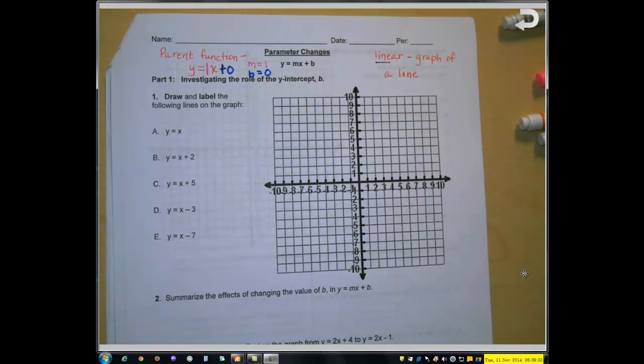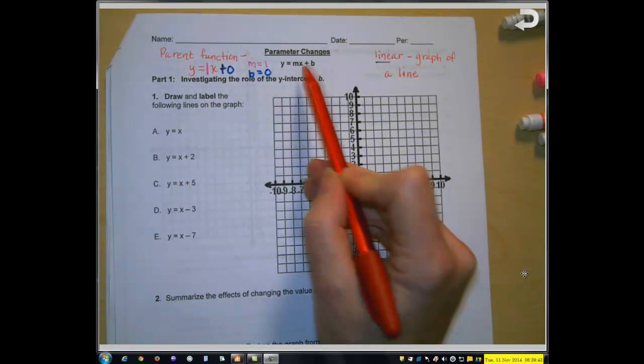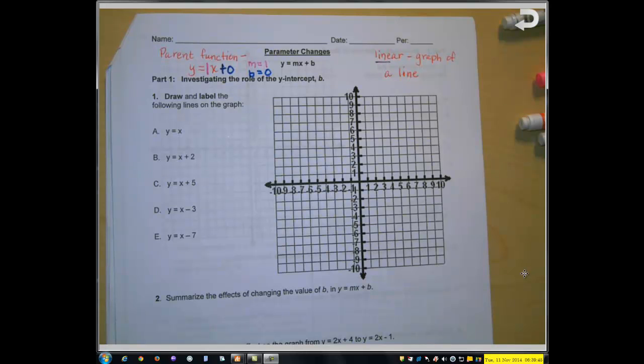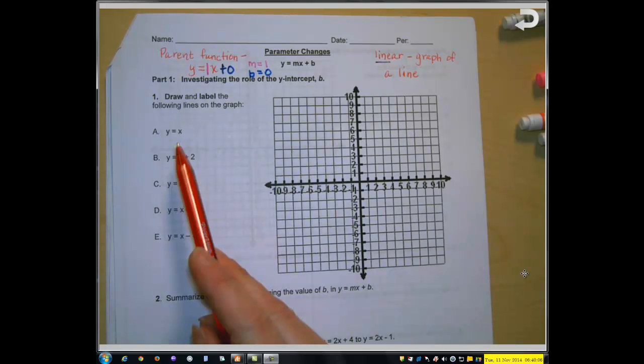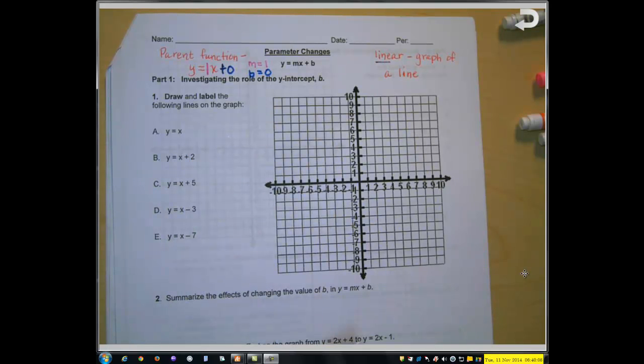And today we're going to talk about what happens when we change the parameters of the linear parent function. What happens to the line? And the parameters are simply the m and the b. What happens when we make changes to the slope and y-intercept? How does the graph of the line change? So we're going to go down to our first graph, and you're going to need a ruler and several different colors, because we'll be graphing different lines and we want to graph them in different colors to see how they change.